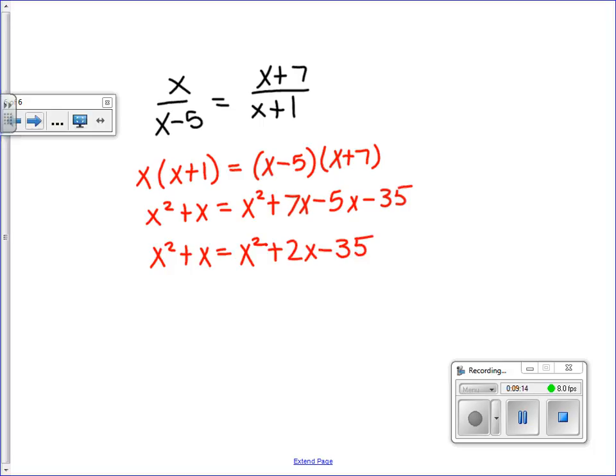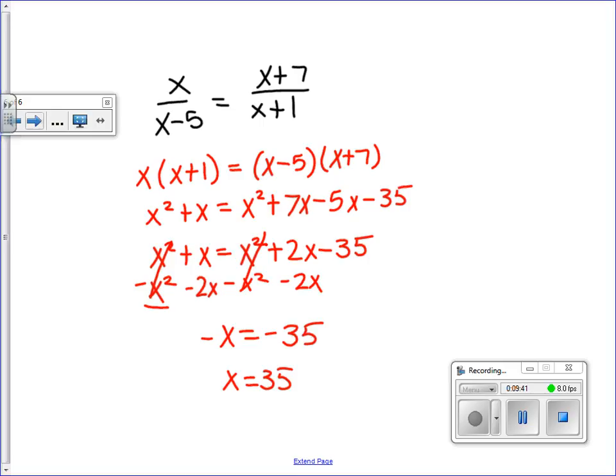What happens here when I start moving stuff around? Yeah, the x squareds cancel. So you look at this and you go, great, I have to factor again. I can't remember how to factor. No, you don't, because they're going to cancel out. And you end up with negative x equals negative 35, or x is 35. These aren't so bad, right?